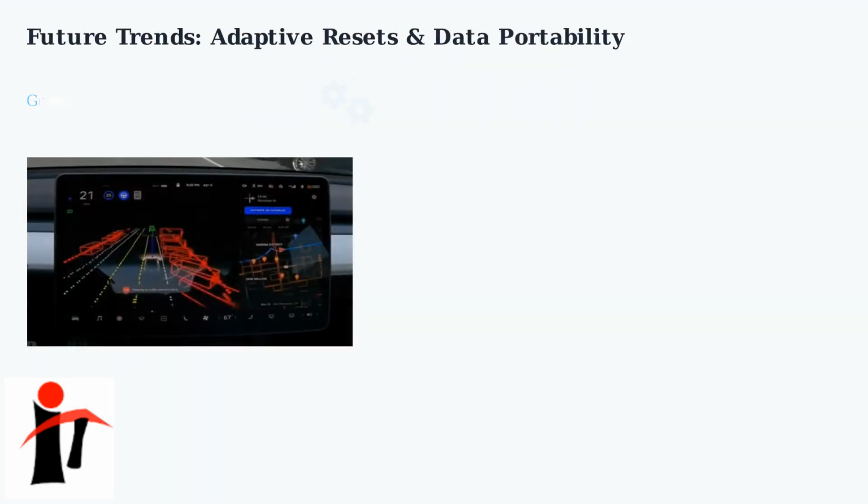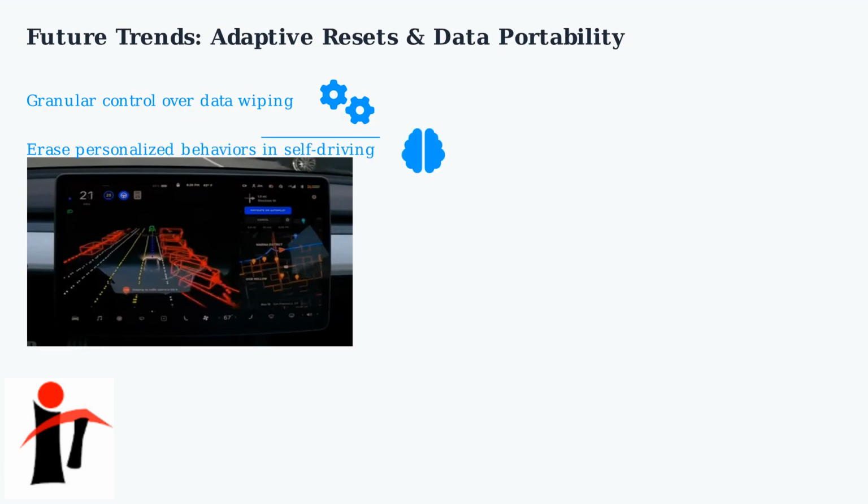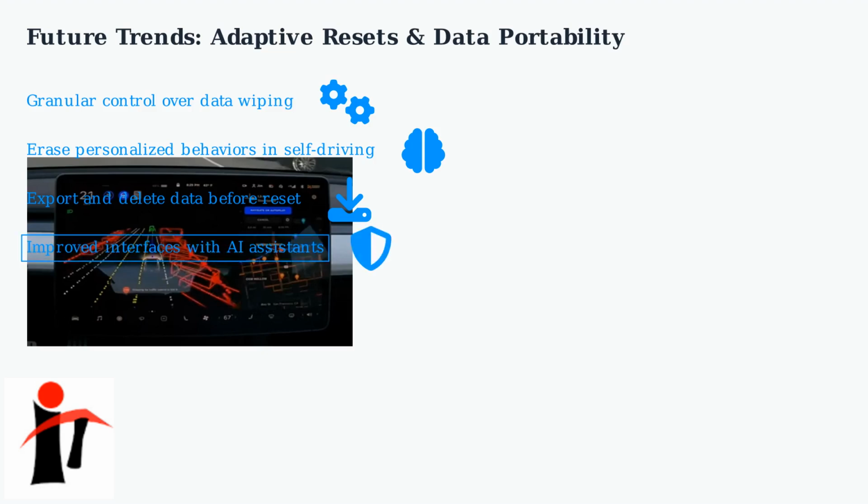Looking ahead, Tesla plans adaptive resets via OTA, allowing granular control over what data is wiped. Future resets might include AI model retraining to erase personalized behaviors in self-driving systems. Expect stricter regulations mandating data portability, enabling users to export and delete data before resetting. Cybersecurity improvements and more user-friendly interfaces guided by AI assistants are also anticipated.